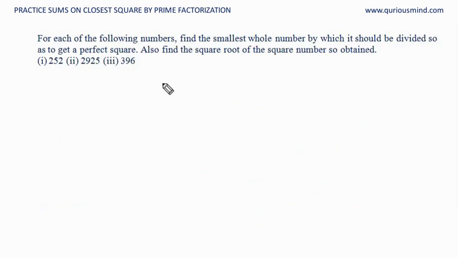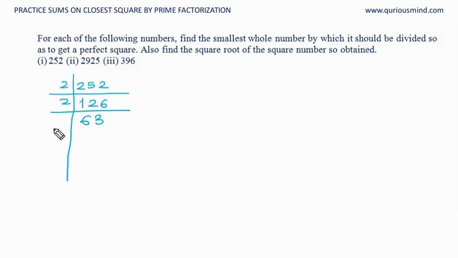For each of the following numbers, find the smallest whole number by which it should be divided so as to get a perfect square. Also find the square root of the square number so obtained. So again, we know what we need to do. We need to first find the prime factors. 2 is a factor because it's an even number. Now 2 is not a factor. Let's see 3. Yes, 3 is a factor. And lastly, we have 7 as a factor.